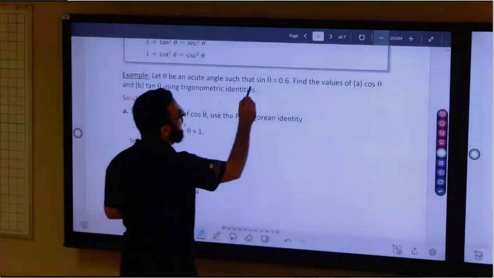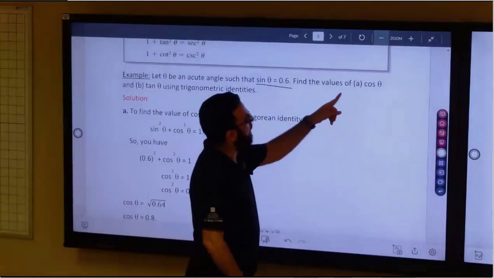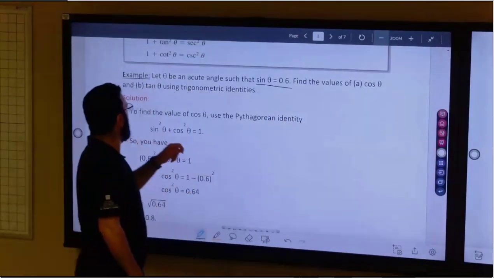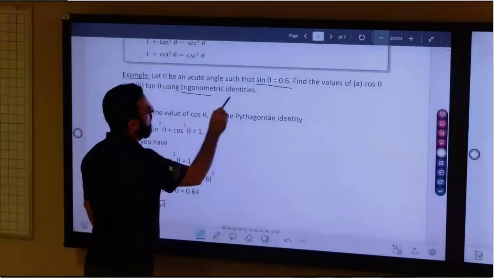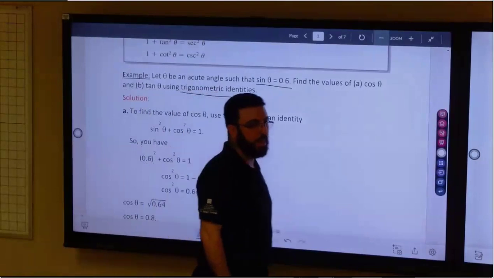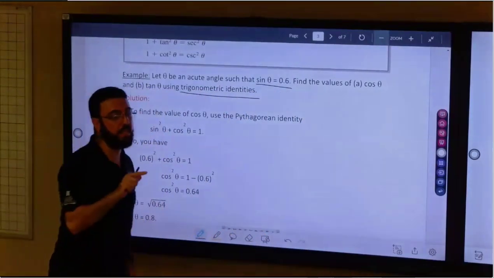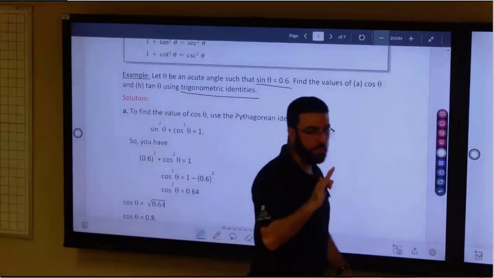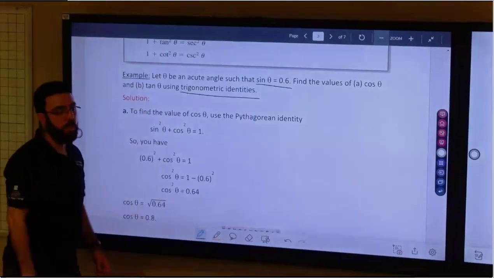Such that sine theta equals 0.6. Find the value of cosine and the tangent using what? Trigonometric identities. That means which one you have to use. Not the first rule, the identities, which is the three rules. The golden rules. Yes, you have to use these rules.